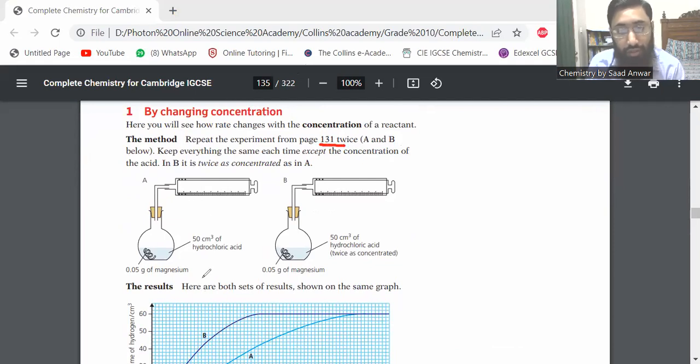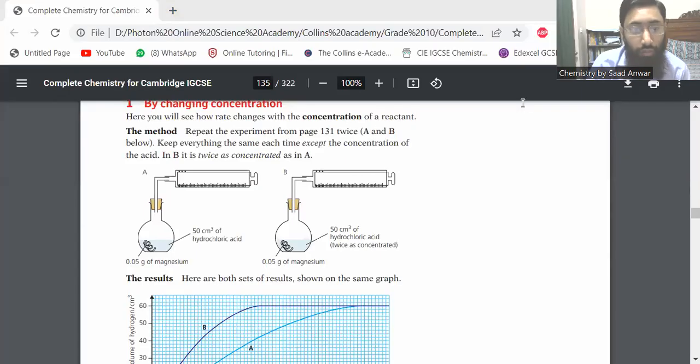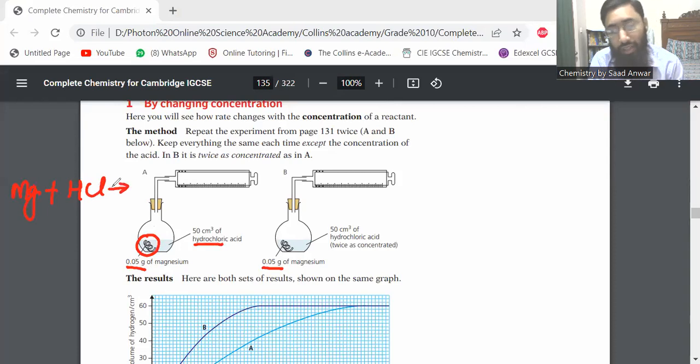they have taken two reactants. One is magnesium, and the mass of magnesium is 0.05 gram. Here the mass of magnesium is again 0.05 gram. The other reactant is hydrochloric acid. Actually this reaction is basically between magnesium and HCl. Magnesium and HCl give the products magnesium chloride and hydrogen gas.